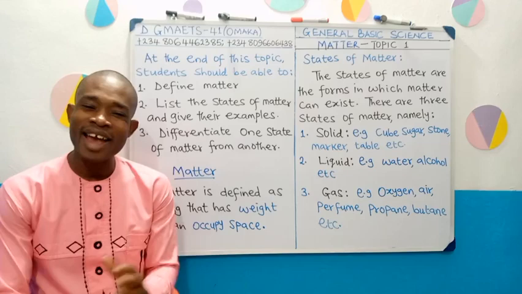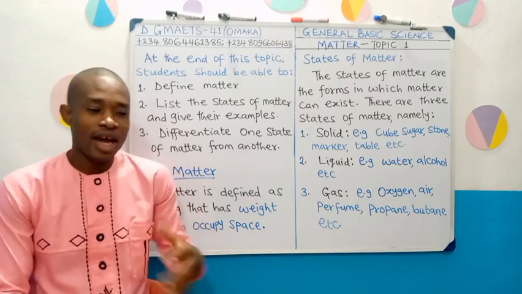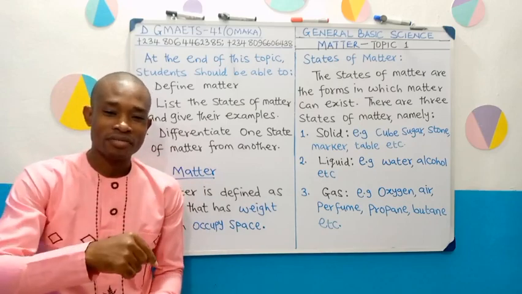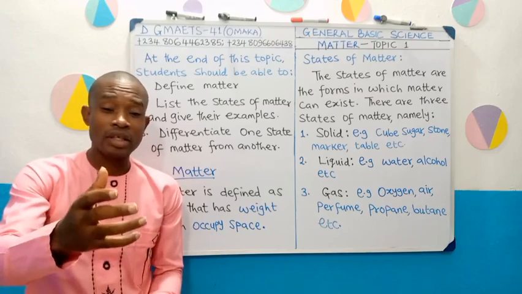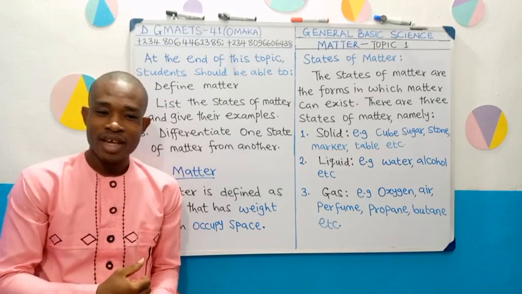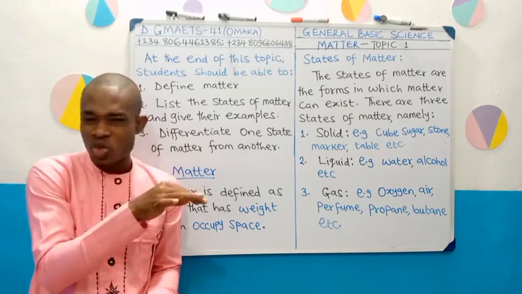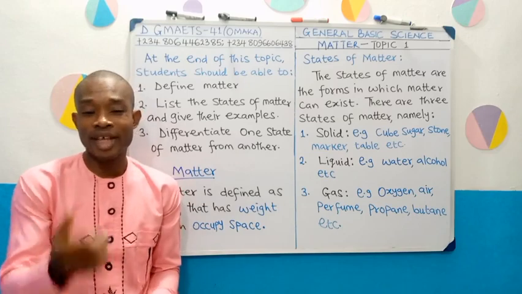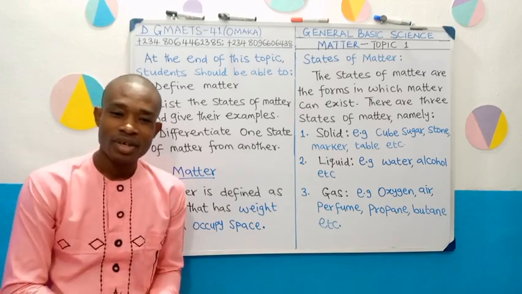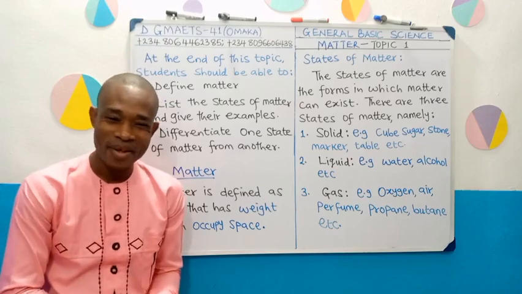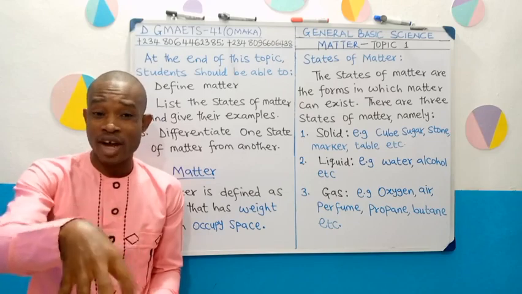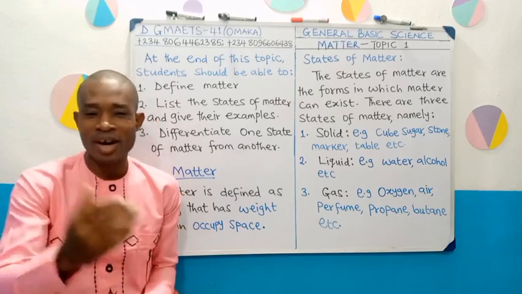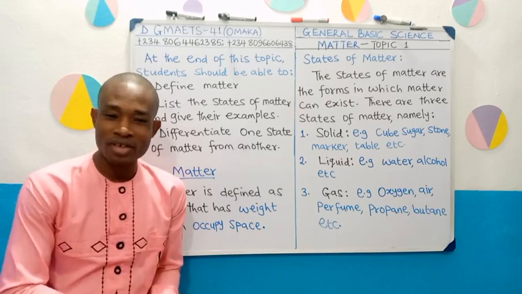Matter is defined as anything that has weight and can occupy space. So I want you to look around yourself. Can you see anything that you think has weight, and at least that thing occupies some space as you're looking at it? If you see anything like that, then that thing is matter. What about you yourself? Do you have weight? Do you occupy some space where you are seated having this lesson right now? So that simply tells us that you are also matter. I am matter as well too.